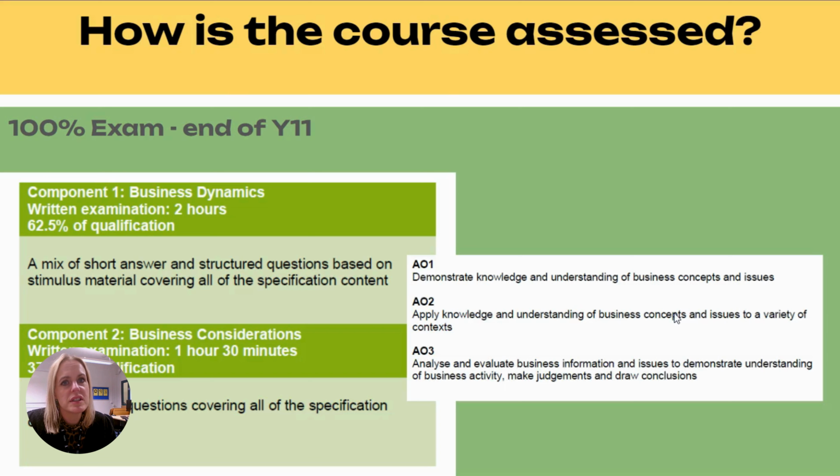So how is the course assessed? As I said already, it will be assessed right at the end of Year 11, with 2 different exam papers. The first component is a 2-hour paper and makes up 62.5% of the qualification. This is a mix of short answer and structured questions based upon short case studies. And then the second paper is 90 minutes, and that makes up the remaining 37.5% of the qualification.